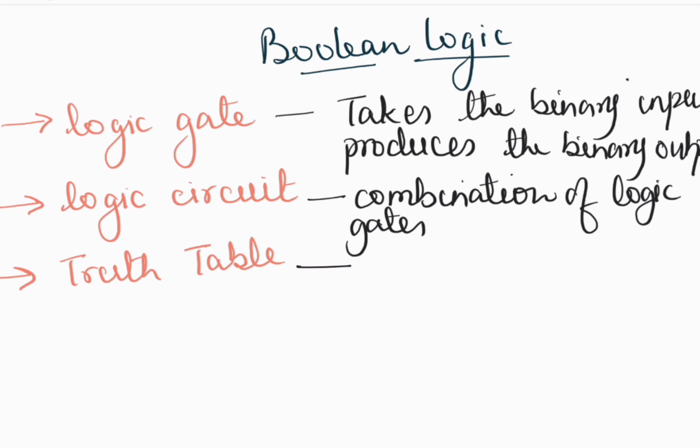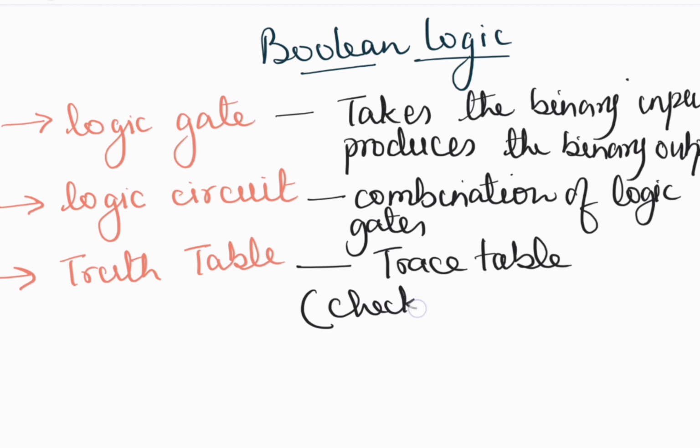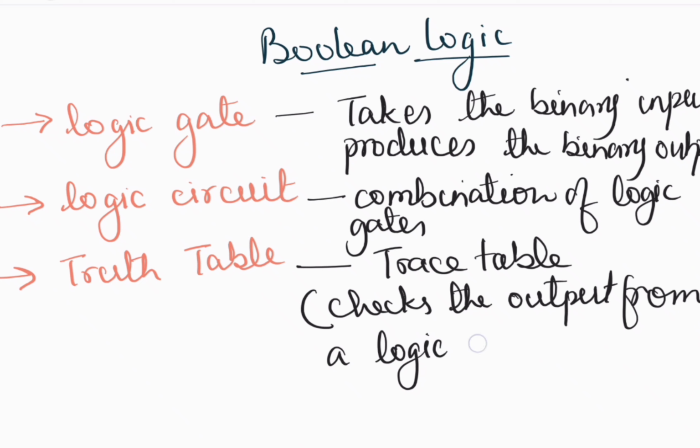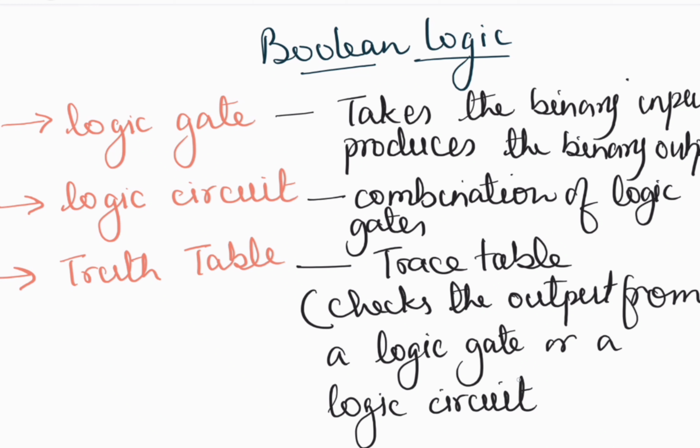Now, the truth table is an important thing because if you want to check the output from a logic gate or a logic circuit, you're going to use a truth table. It's also called the trace table. So what does this trace table do? It checks the output from a logic gate or a logic circuit, which is a combination of logic gates, of course.